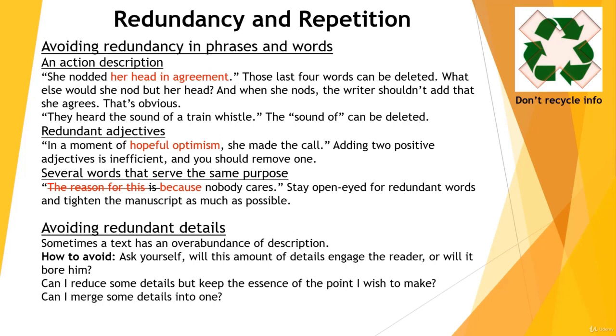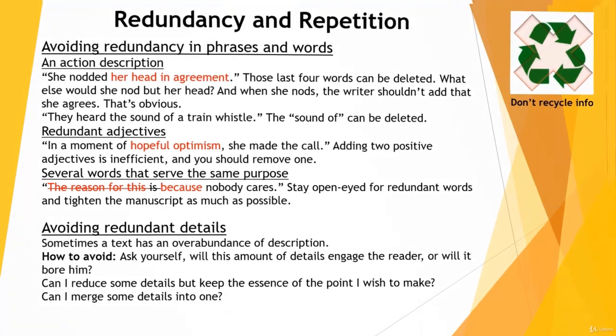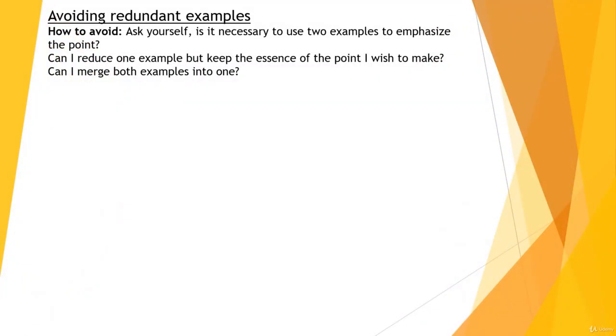In an article, it could be a words-packed paragraph without an eye-catching style. And in an academic paper, it could be an overuse of examples. And if we're mentioning examples, then avoiding redundant examples.